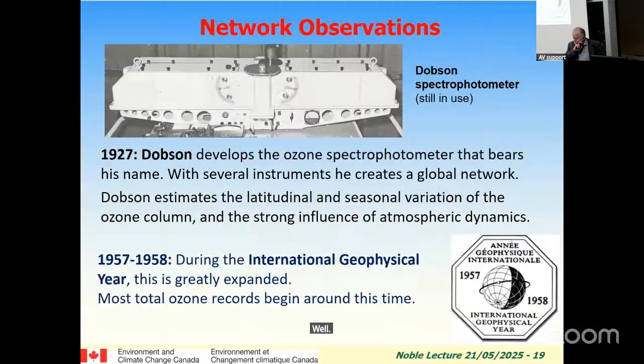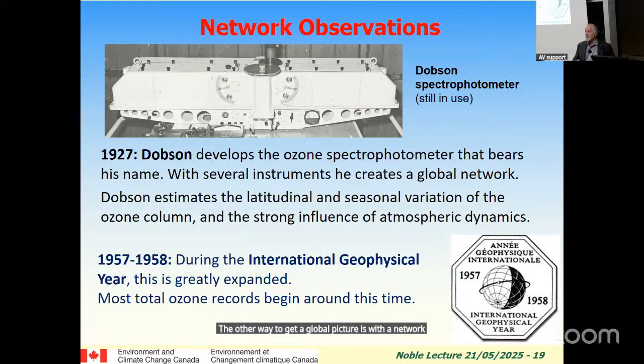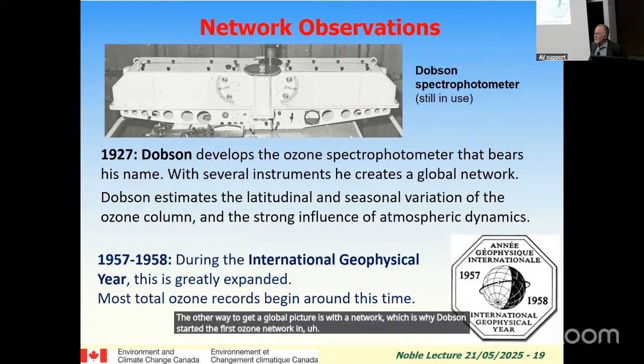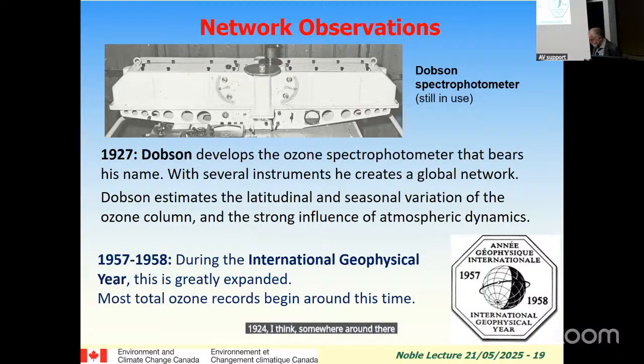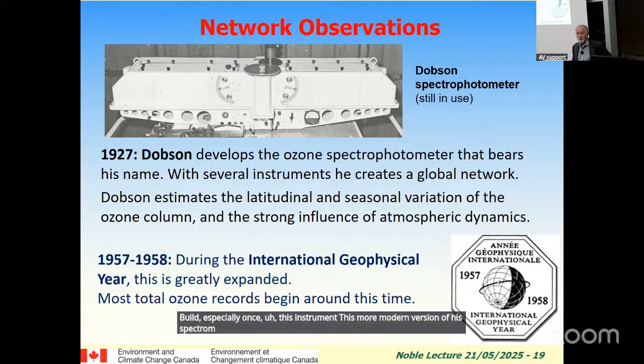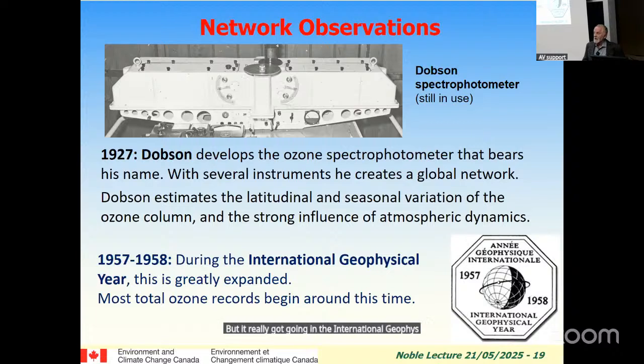Well, if you don't have a satellite, the other way to get a global picture is with a network, which is why Dobson started the first ozone network in 1924, I think, somewhere around there. And there were more instruments built, especially once this more modern version of his spectrometer started to be produced. But it really got going in the International Geophysical Year in 1957. And a lot of our measurements in Canada go back to 1957.